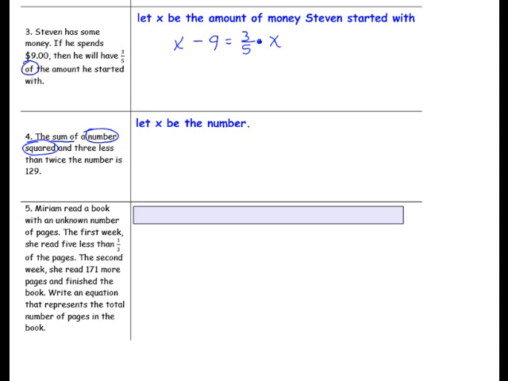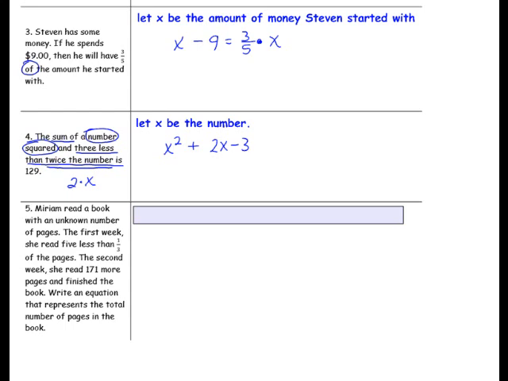How do you write a number squared? If x is the number, then the number squared would be x squared. The sum of the number squared and what? And 3 less than twice the number. Well, how do you write twice the number? 2 times the number. How do you write 3 less than that? You start with that, 2x, and you subtract 3.